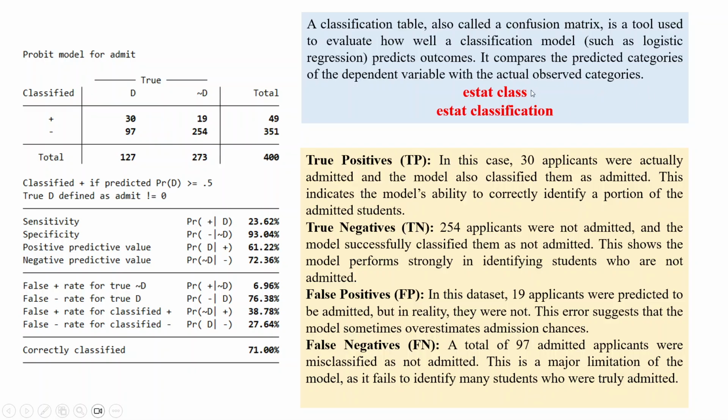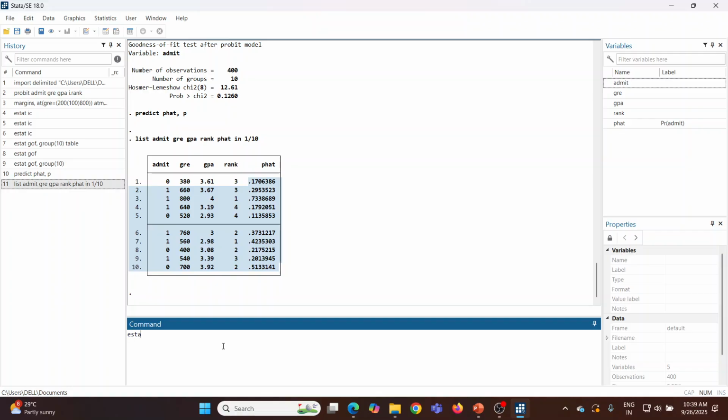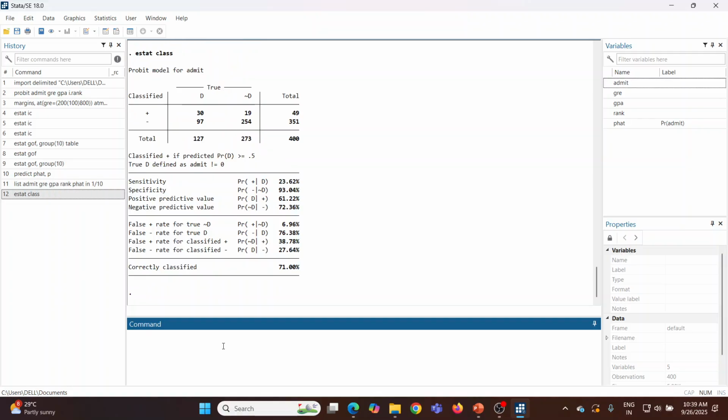What is the command line? estat class, or estat classification. Let's run it. And we got the values. These are true values, and these are classified according to the model. Let's do the interpretation.